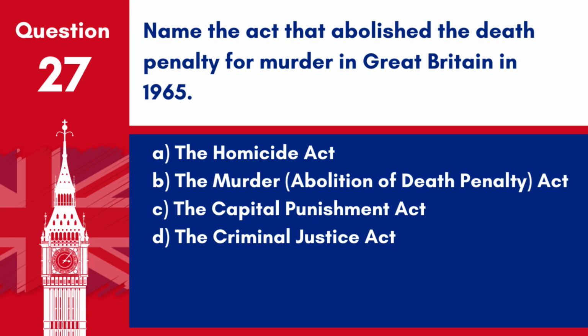Question 27. Name the act that abolished the death penalty for murder in Great Britain in 1965. A. The Homicide Act. B. The Murder, Abolition of Death Penalty Act. C. The Capital Punishment Act. D. The Criminal Justice Act.